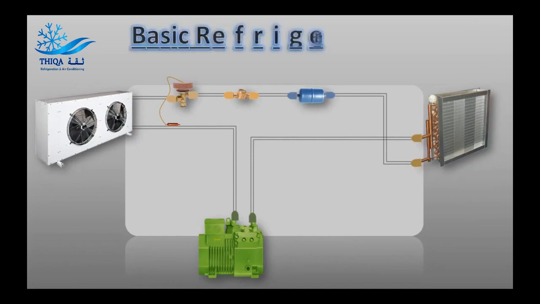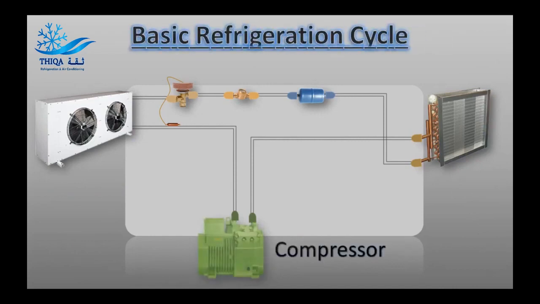Basic refrigeration cycle. First, the compressor. Compression is the first step in the refrigeration cycle, and a compressor is the piece of equipment that increases the pressure of the working gas. Refrigerant enters the compressor as low-pressure, low-temperature gas, and leaves the compressor as a high-pressure, high-temperature gas.